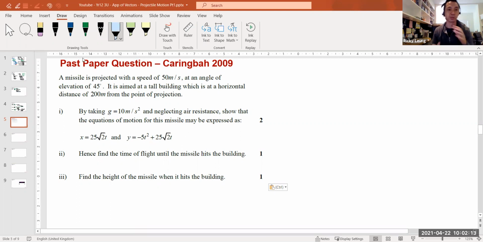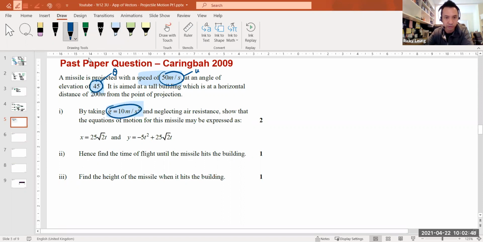Right? So this one, a missile is projected with the speed of 50 meters per second at an angle of 45 degrees. It is aimed at a tall building, which is at a horizontal distance of 200 meters from the point of projection. Right. So let me just highlight some key words. I've got speed, initial speed. I've got angle of elevation. So just to be clear, that is u, that is theta, and then this is gravity, right? So gravity is defined as 10.